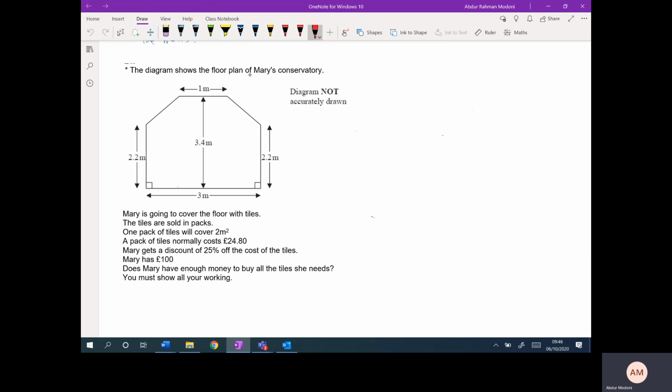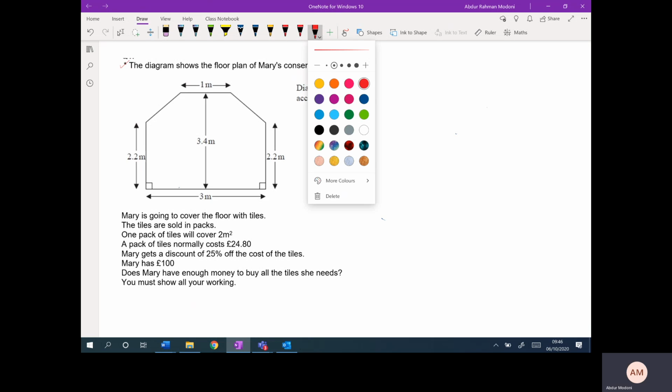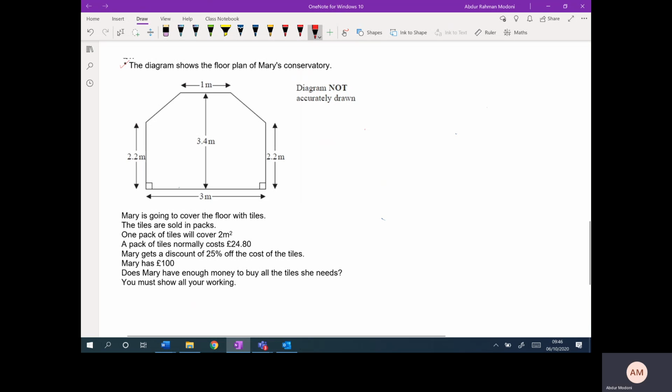The diagram shows the floor plan of Mary's conservatory. So we understand what that means, floor plan. Can't do any maths with this, so I'll just tick it off. Next, it goes on to say, Mary's going to cover the floor with tiles. Let's understand something here. Covering the floor means we're filling up the area. Although there's no mention of the keyword area, this is associated with the word area. So at this point, I'm not going to read any further, and I'm going to do the maths for this sentence. Here I'm going to work out the area of this floor.